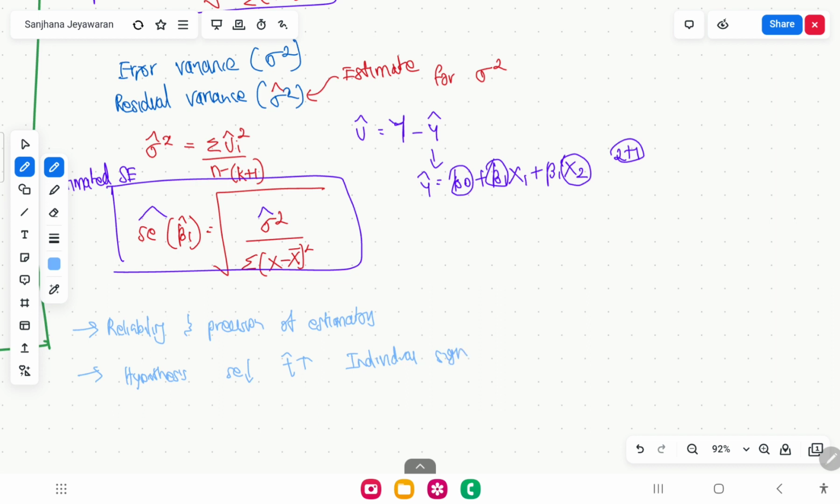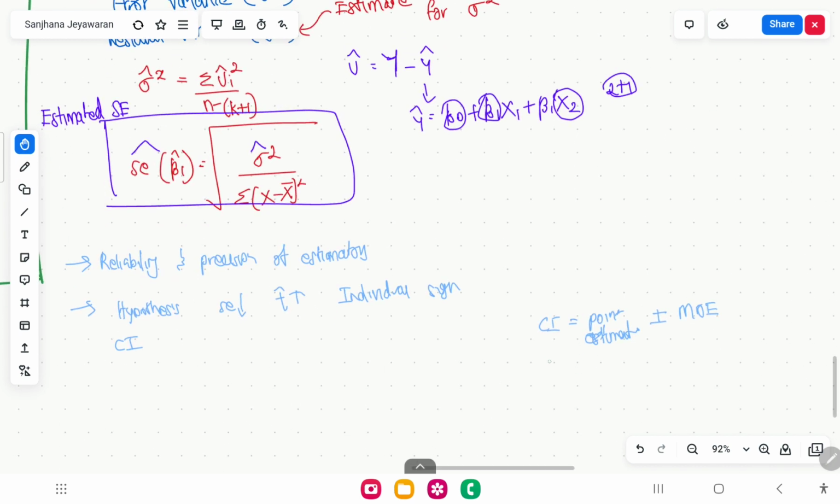Likewise, in confidence interval, I don't know whether you all remember confidence interval. How do we get the interval? It's basically the point estimate plus or minus the margin of error. What is the margin of error? It comprises the table value times the standard error of beta 1. Okay, point estimate.